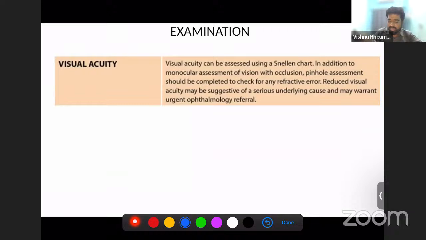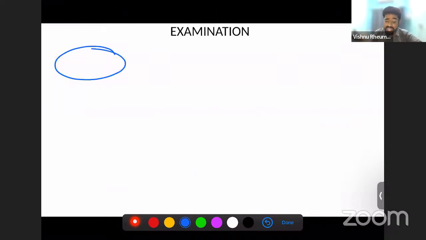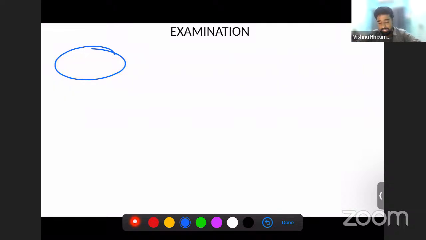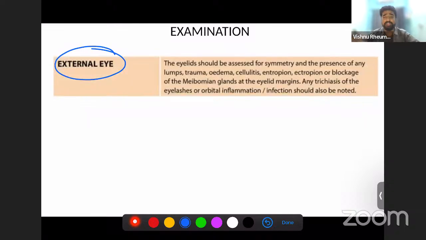So, summarizing again: visual acuity should immediately be checked using Snellen charts at least. Then you should look at the pupils, as we discussed. You should look for the size of the pupil, the symmetry of the pupil, the reaction of the pupil, all of that. And the external eye for any possible external ocular adnexal complications.